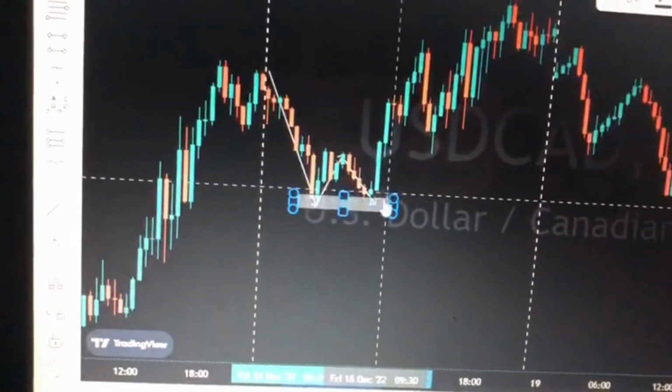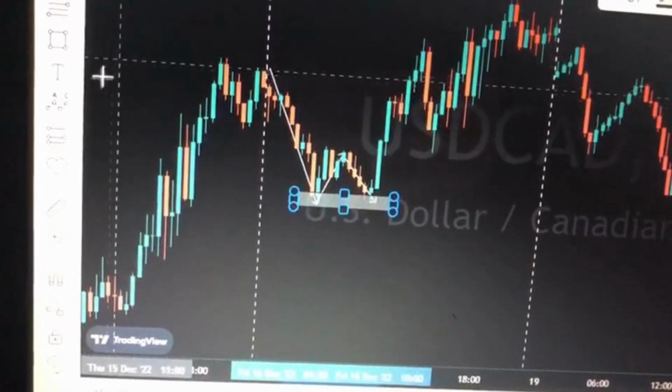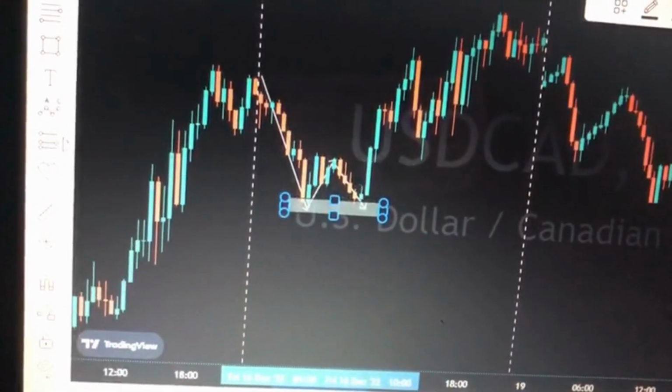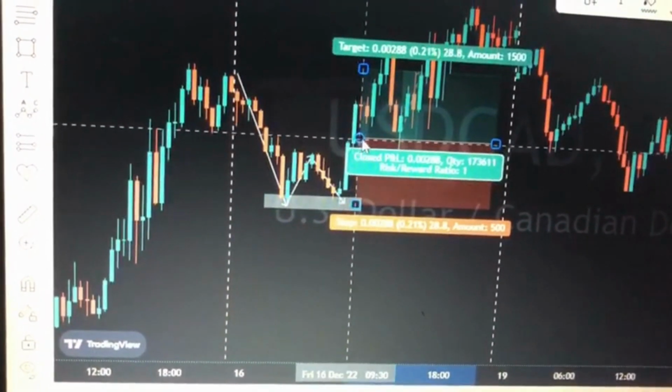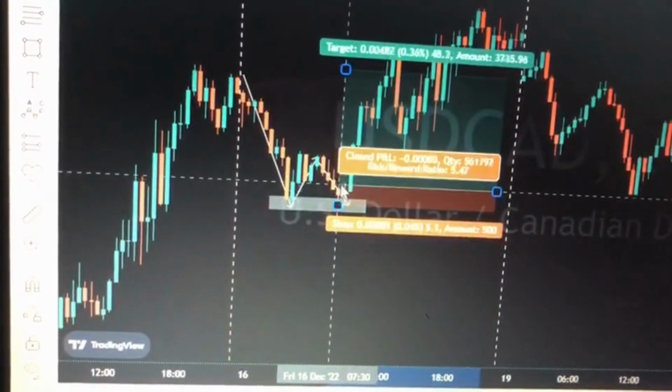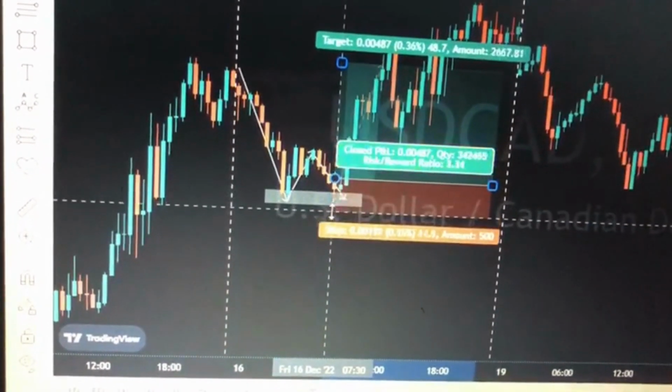So if you are trading this, then let me put my position. This will be my entry. Your stop loss will be below.